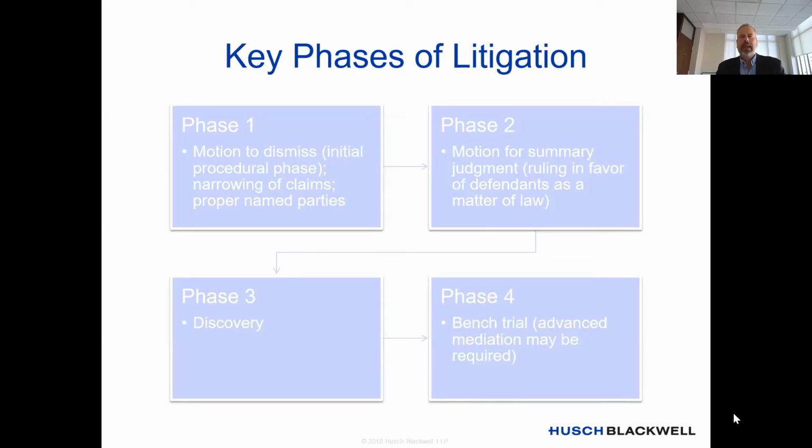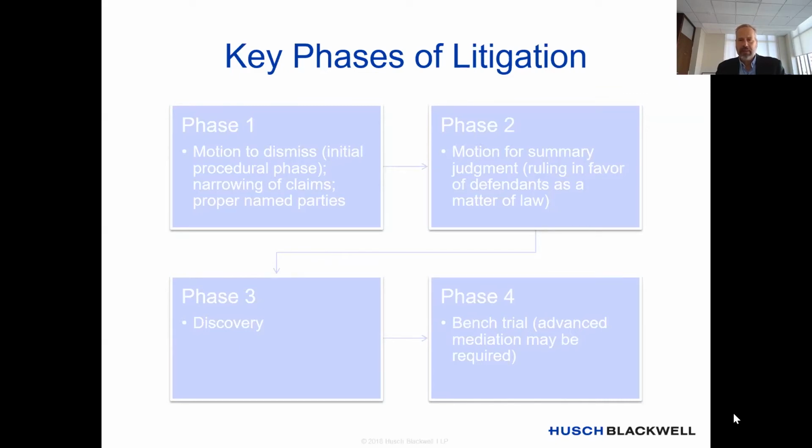And if you don't survive a motion to dismiss, then you go to the next phase, a motion for summary judgment. Essentially, phase 2 is you make your brief to the court saying, look, even if we assume all the facts are true, the plaintiffs don't have a case, and as a matter of law, this case needs to be dismissed, even if we assume all the facts being true.